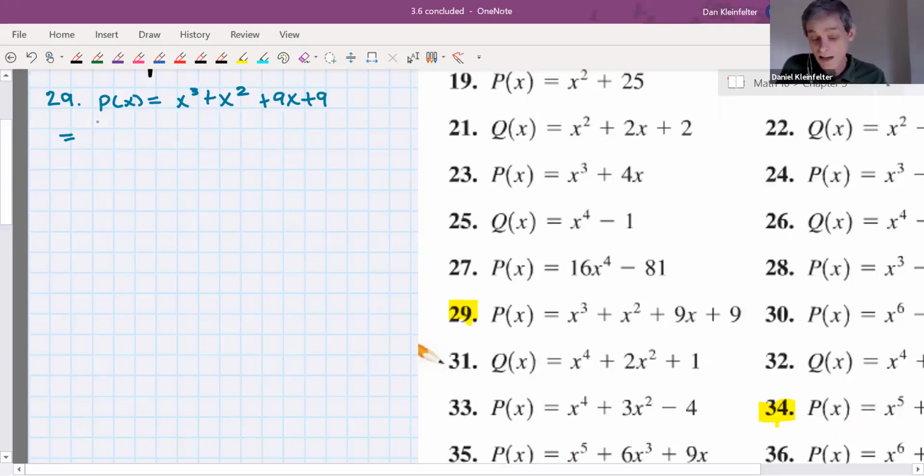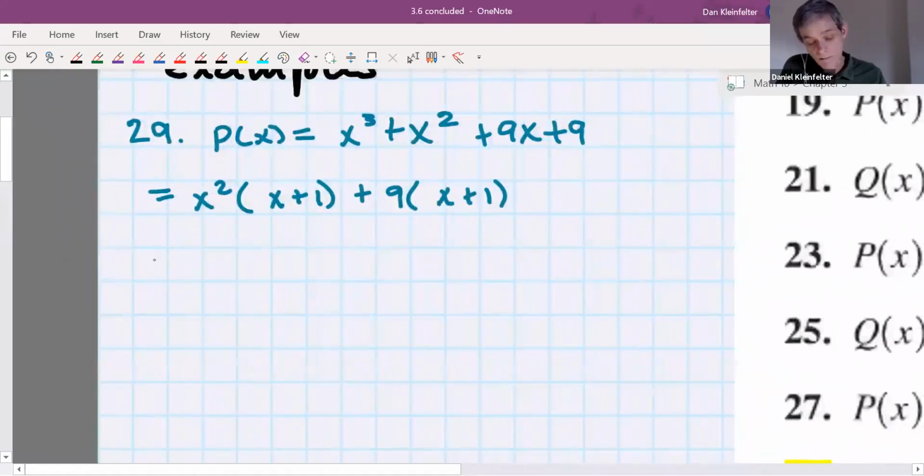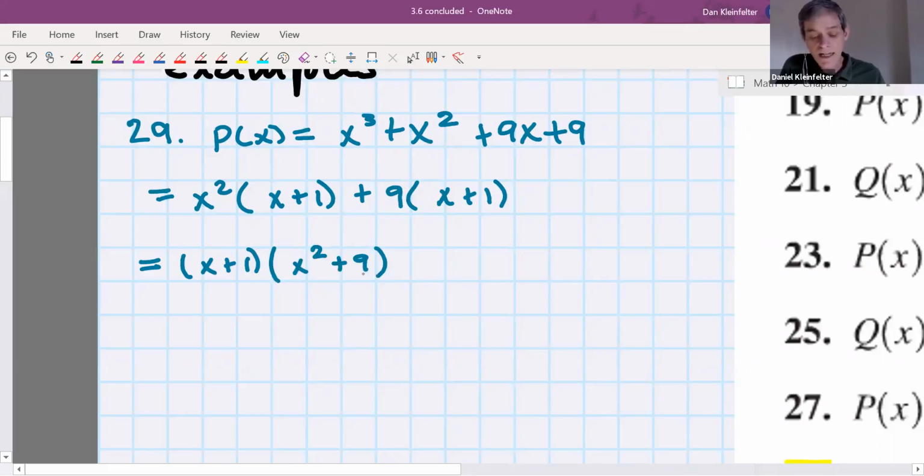So factoring first, I can see that the first two terms have x squared as a factor, which will leave behind x plus 1. And then the second two terms have 9 as a factor, which will leave behind, again, x plus 1. Okay, so then we have a polynomial that consists of two terms, each of which has x plus 1 as a factor. So we're going to factor out that x plus 1, and we'll be left behind with x squared plus 9.